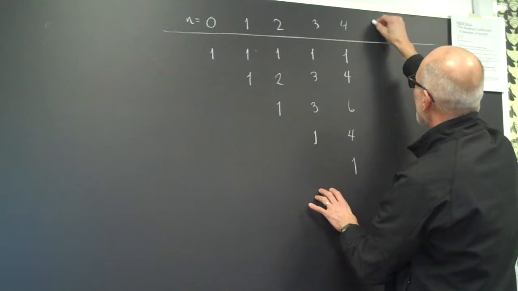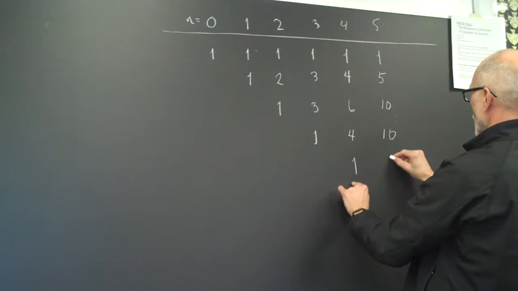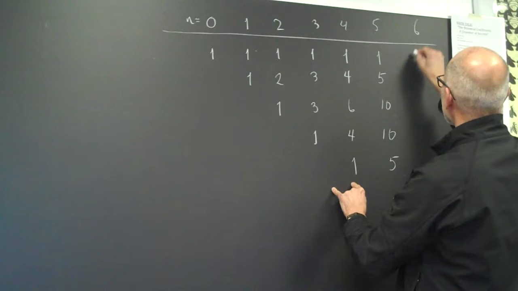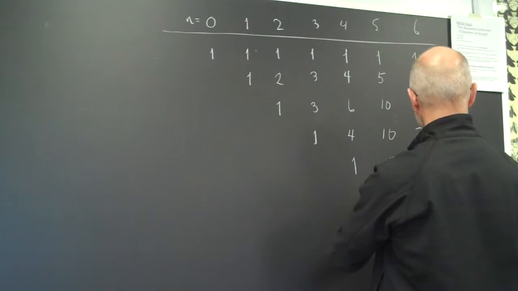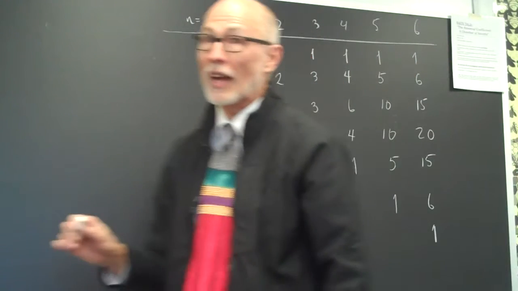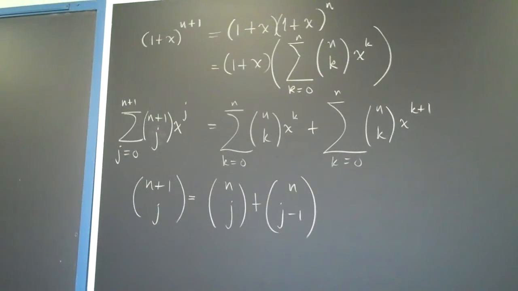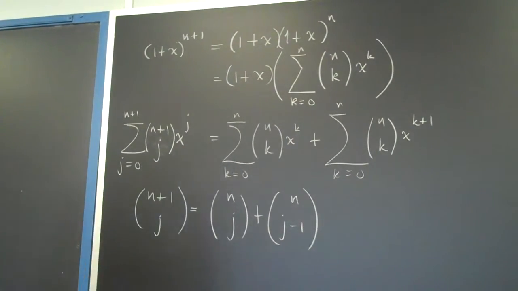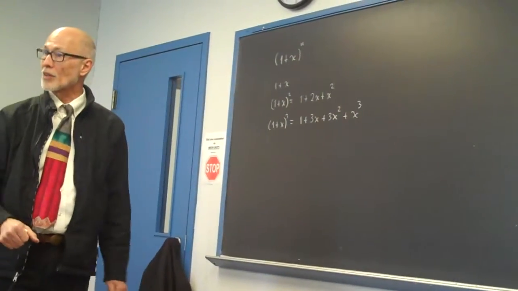And then 5, I'll get 5, 10, 10, 5, 1, 6, 15, 20, 15, 6, 1. And this beats the hell out of trying to multiply these powers out, right? I mean, this is like crazy. If you think about it, you can do this till the cows come home. So we can push Pascal's triangle on as far as we want.